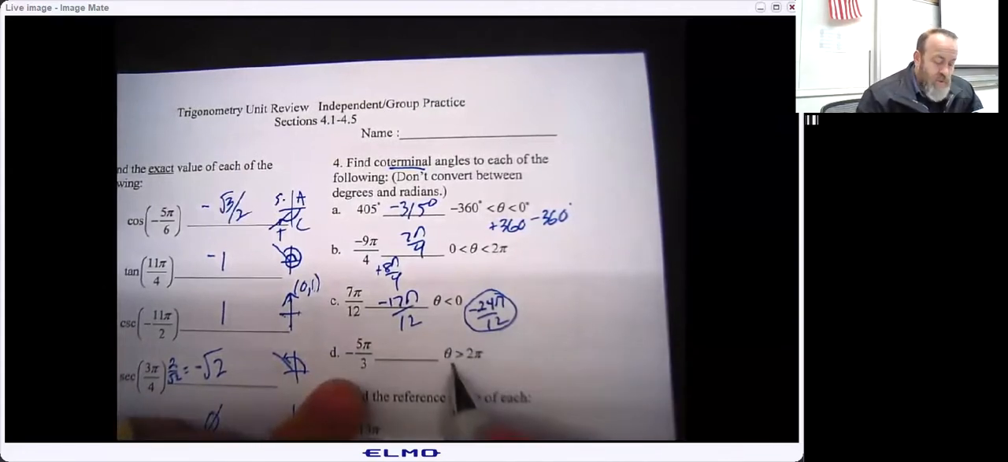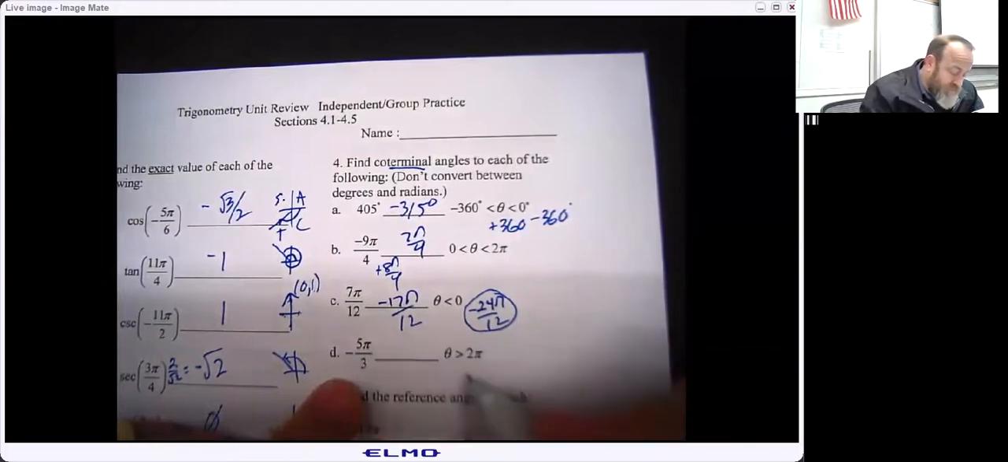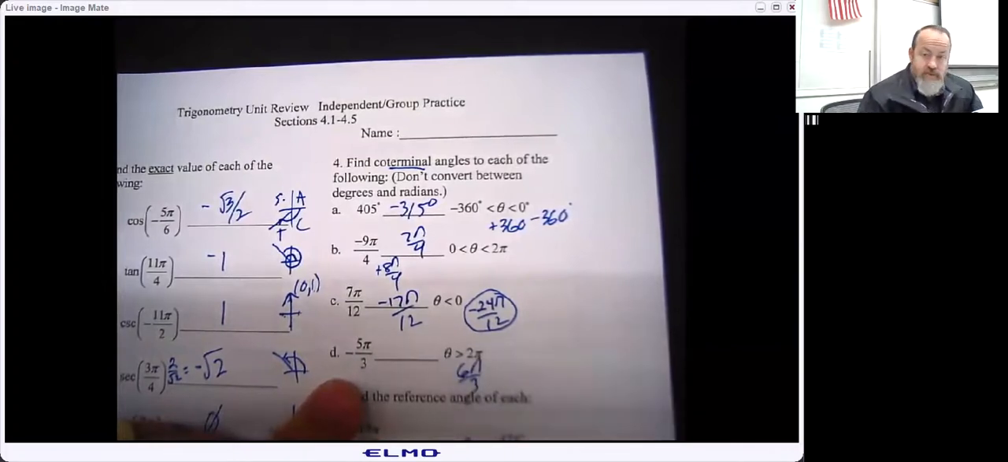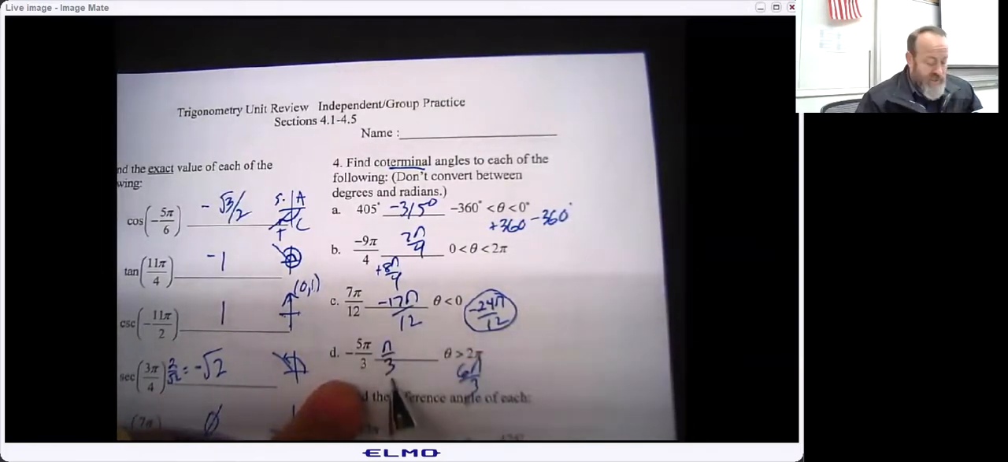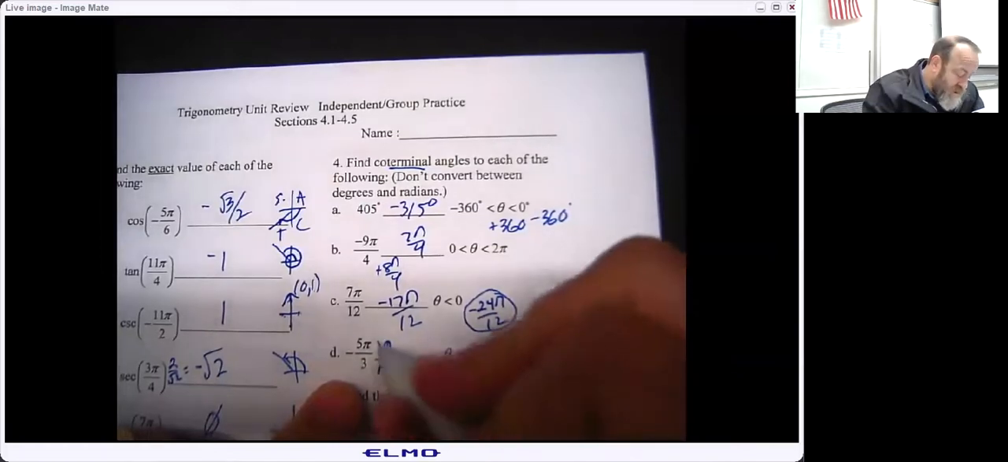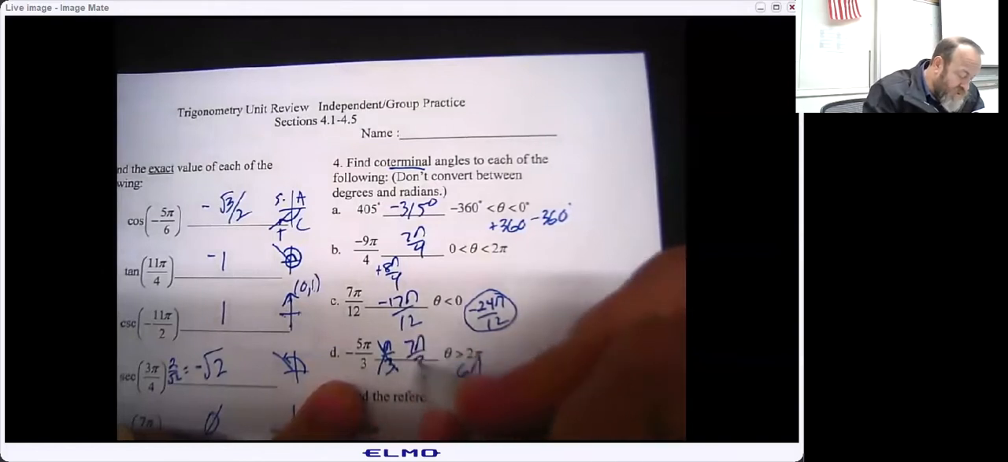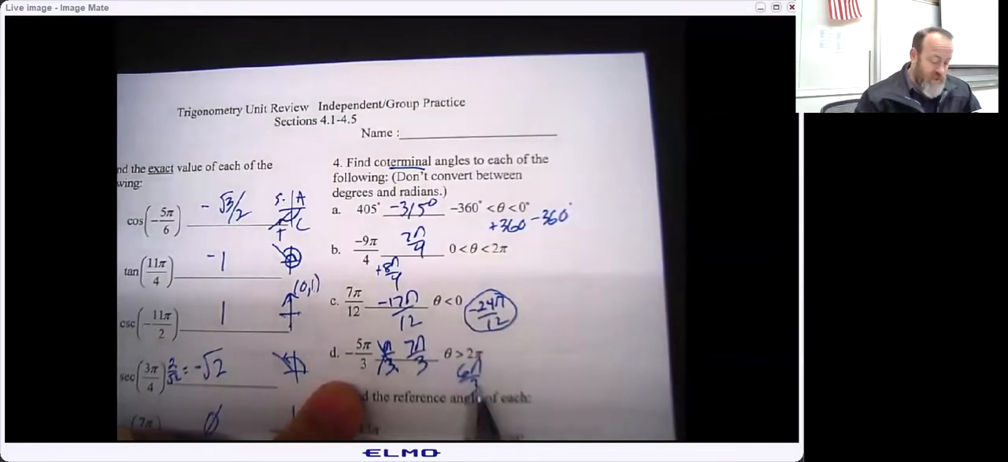Now this says, hey, let's go above 2 pi. So let's be careful here. So I'm going to count by pi over 3s. So if I went up by 6 pi over 3, I landed at pi over 3. But that's not the right answer because that's not above 2 pi. That's just above 0. So let's not answer that. Let's go up one more time. And now this is bigger than 2 pi by just a little bit. So this is a coterminal angle.